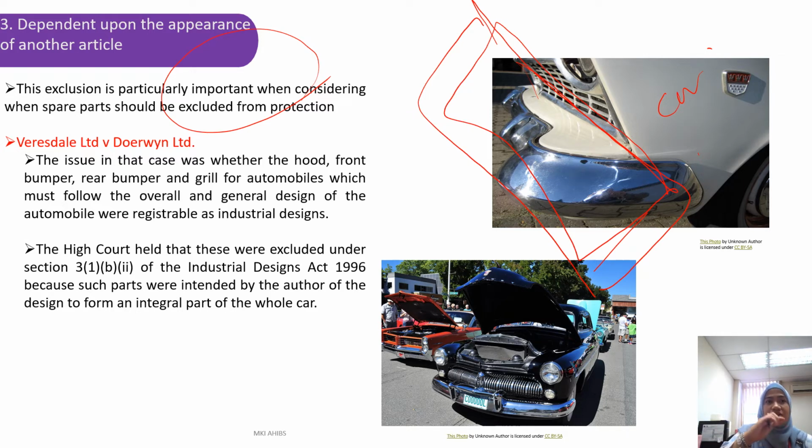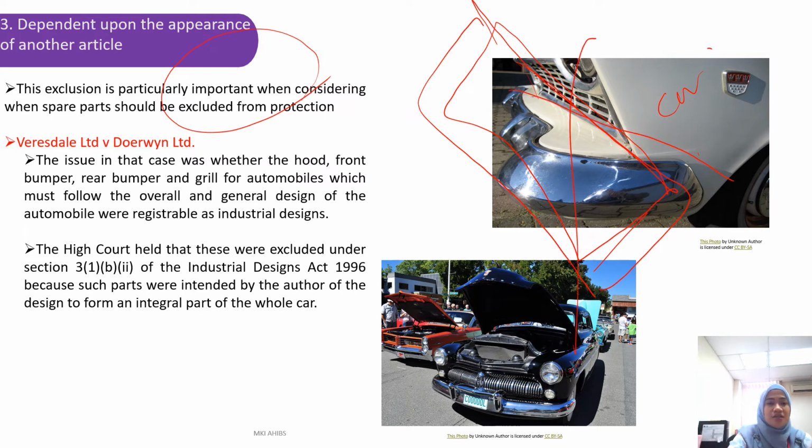Why? Because the existence of the bumper, for us to judge the appearance of the bumper, we can only judge it, or it only has the purpose, when it is attached to the car. So the appearance of the article is dependent upon the appearance of another article. That's why it still cannot be protected under ID.